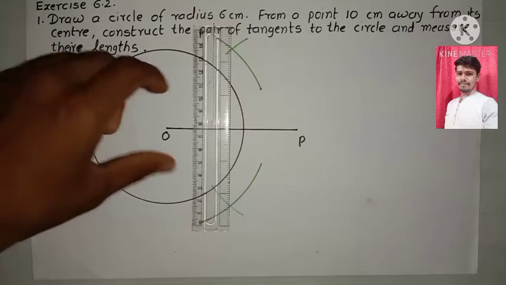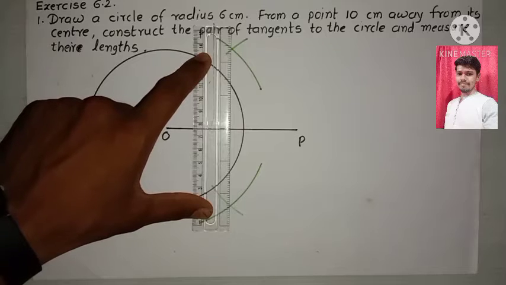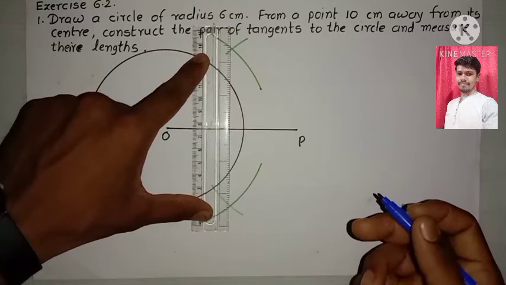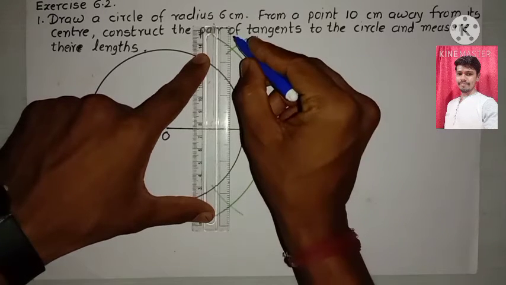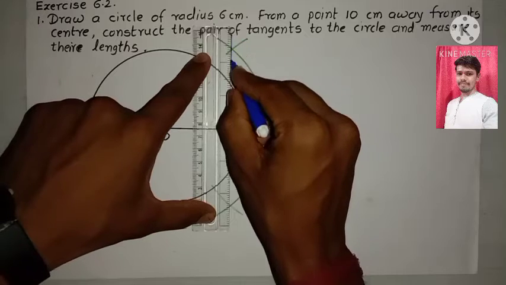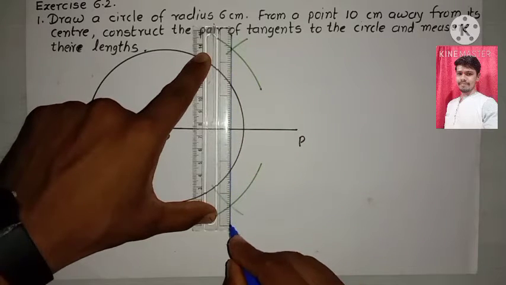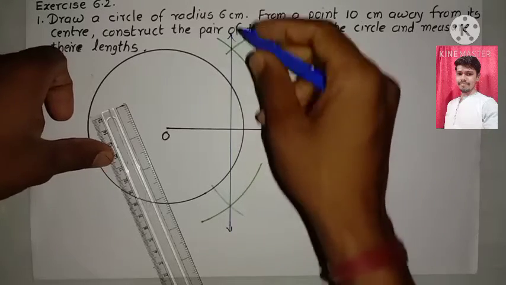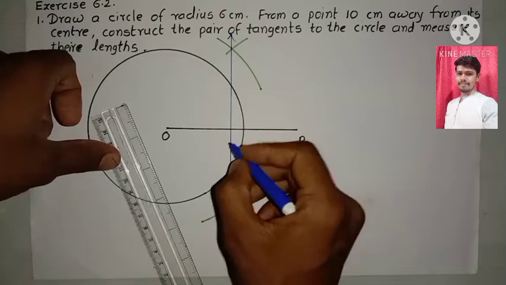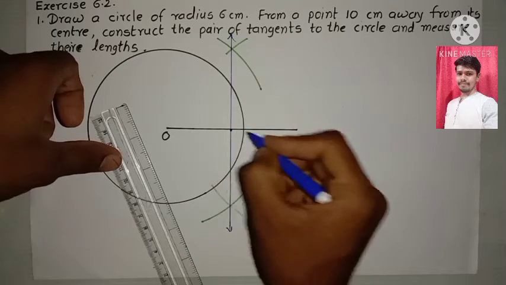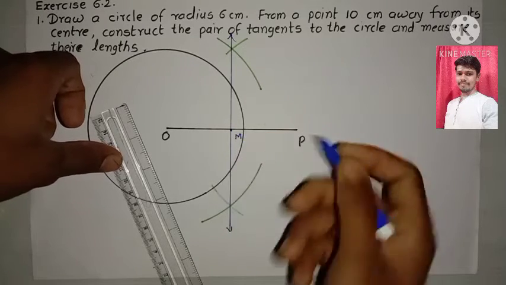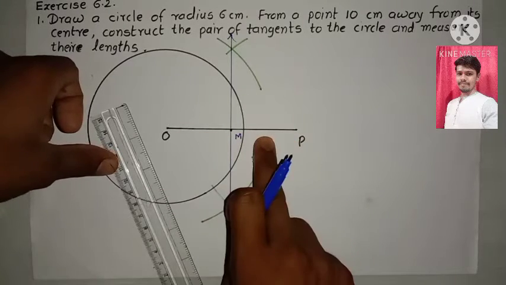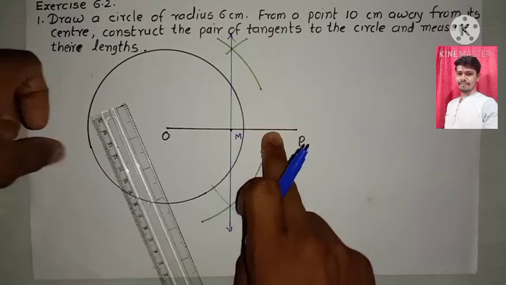In step 5, take a scale and draw one straight line which passes through these intersecting arcs. Where this line intersects OP, we name that point M. M is the midpoint of OP, dividing OP into 2 equal parts. It means OM is equal to MP, which is step 5.